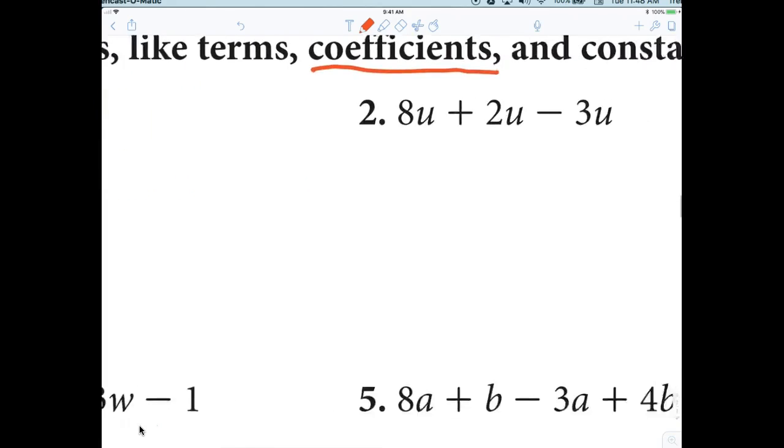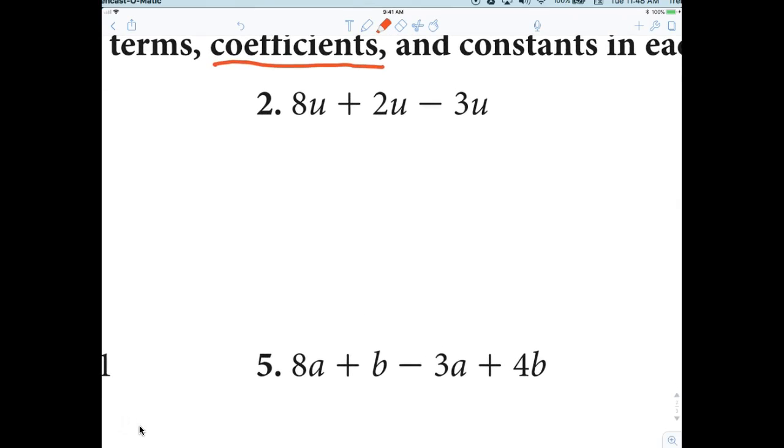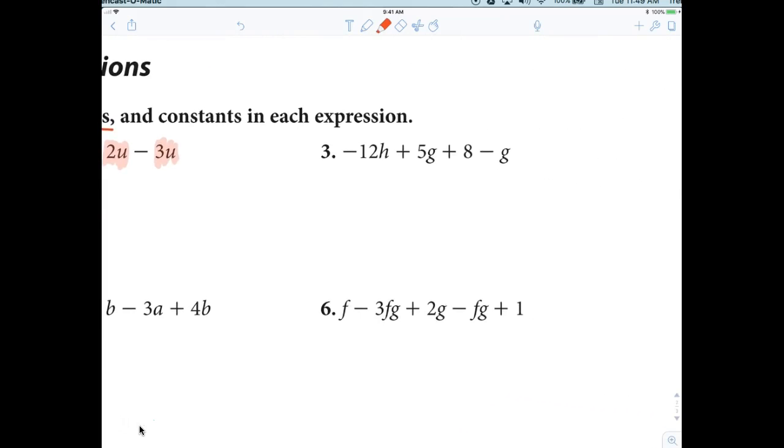So let's look at number 2. What are the like terms? 8u and 3u and 2u. They're all like, because they're all just what? U. They're all U's. Is everybody good with that? All right, here we go. Let's go to the next one.